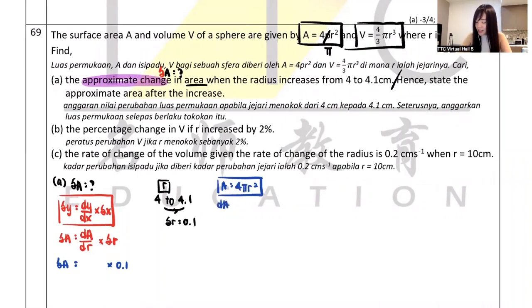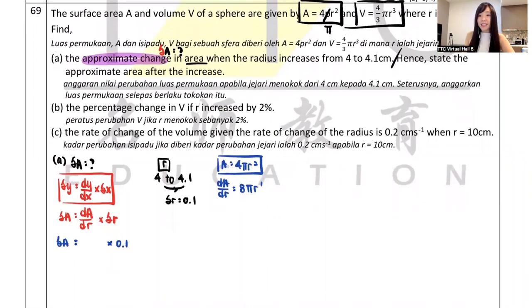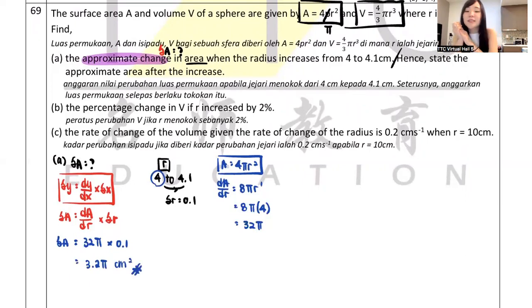So guys, dA/dr, you differentiate it. 2 times 4, 8, power minus 1, 1. Okay, this is my dA/dr, 8 pi r. Once I got 8 pi r, I will always sub the original r inside. Isn't it 4? So dA/dr is 32 pi. So 0.1 times 32 pi is 3.2 pi cm squared for area. Done. I think this speed is okay because it's the same thing, okay?